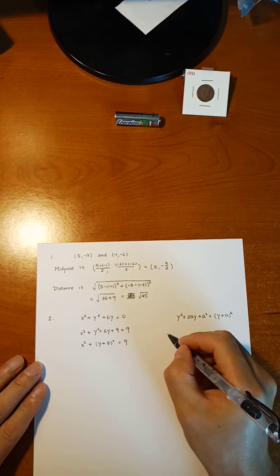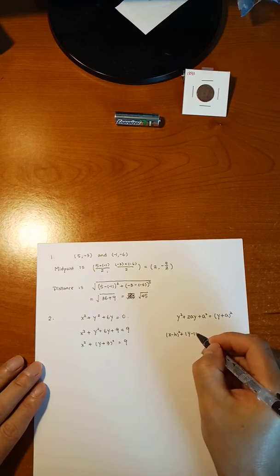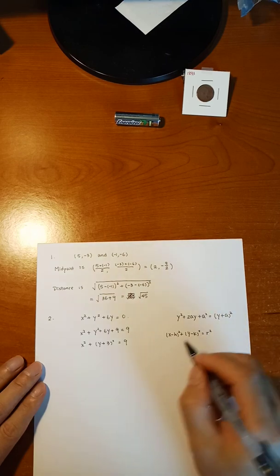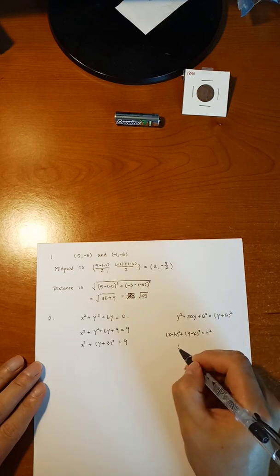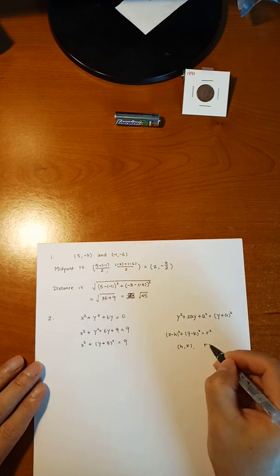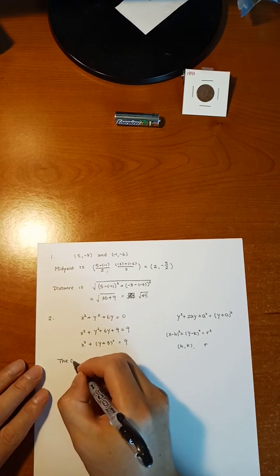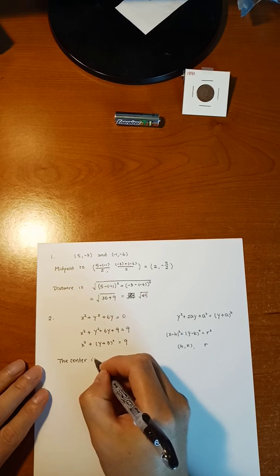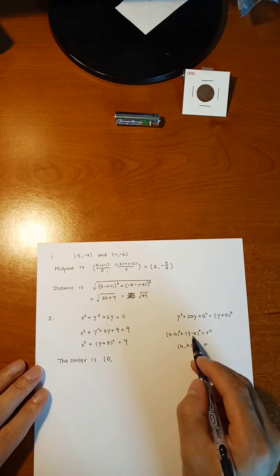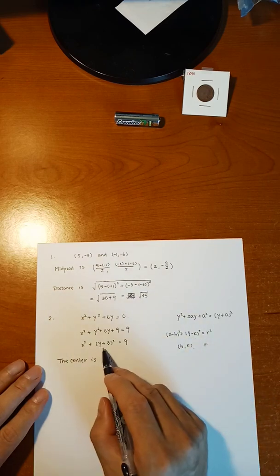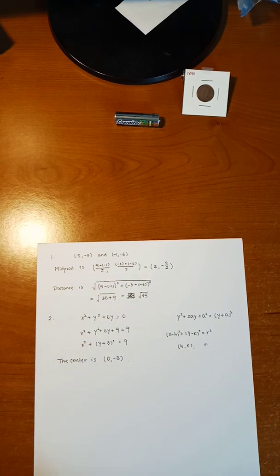Remember, the standard form of a circle is x minus h squared plus y minus k squared is equal to r squared. So the center is h, k, and the radius is r. Here you only have x, so it's x minus 0, so you have 0. Y plus 3, we must have y minus, so it's y minus -3, so this is -3. The center is 0, -3.